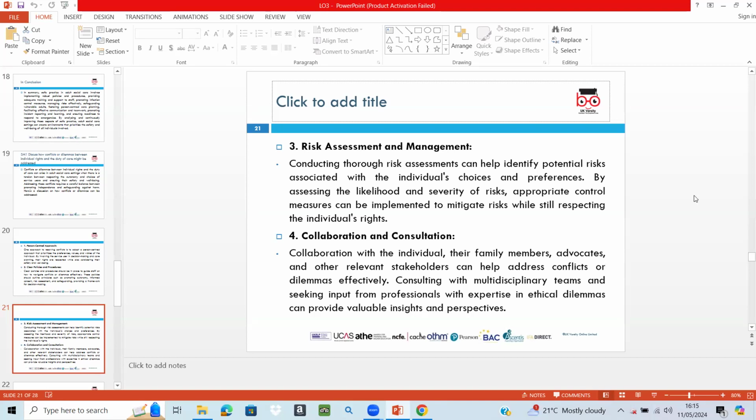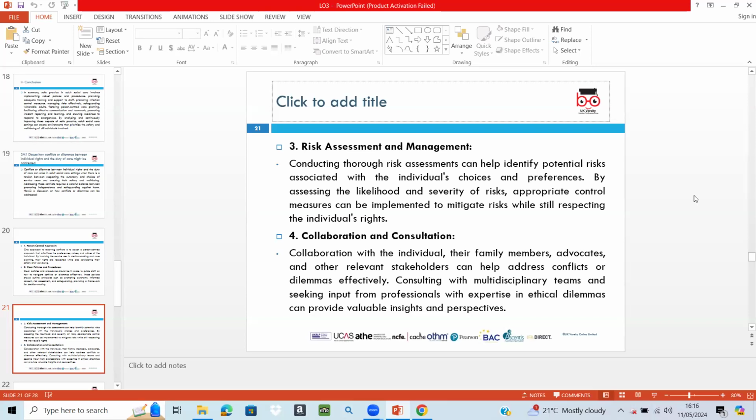Then we have collaboration and consultation. Collaboration with the service user, their family members, any advocates, and relevant stakeholders is essential in navigating conflicts effectively. Consulting with the multidisciplinary team and seeking advice from professional experience in ethical dilemmas can offer diverse perspectives and insights in resolving conflicts. By fostering open communication and involving key parties in decision-making processes, consensus can be reached, and it upholds the individual's autonomy and safety.